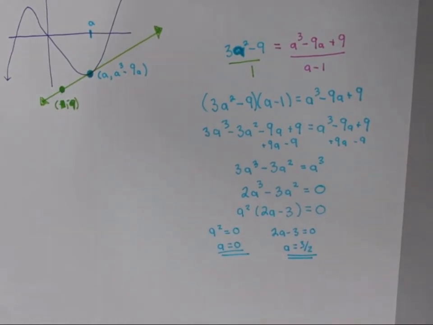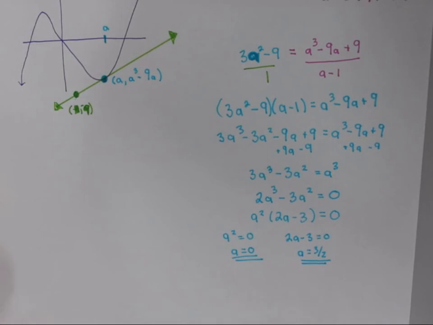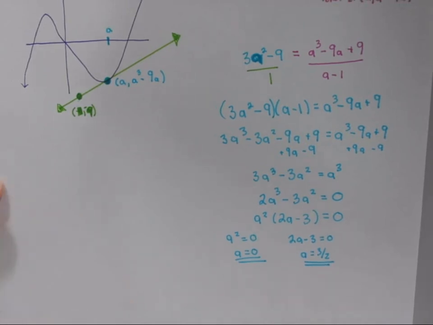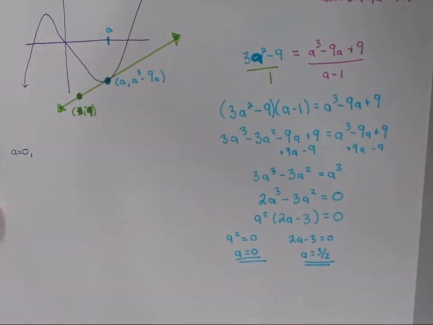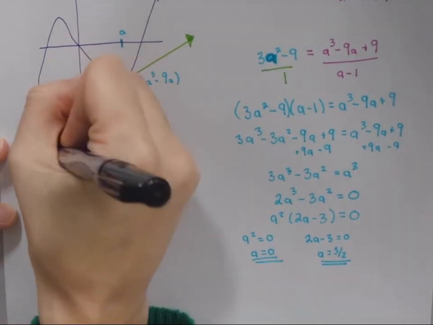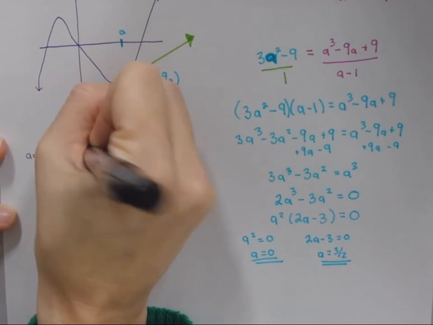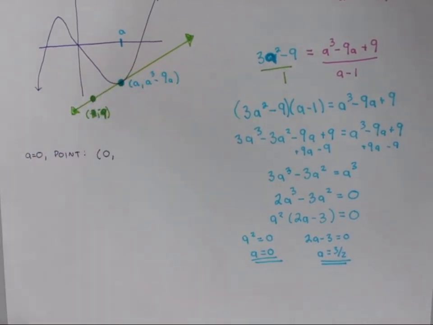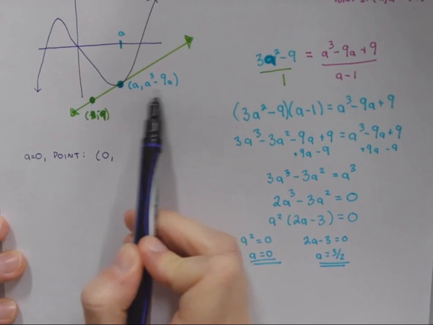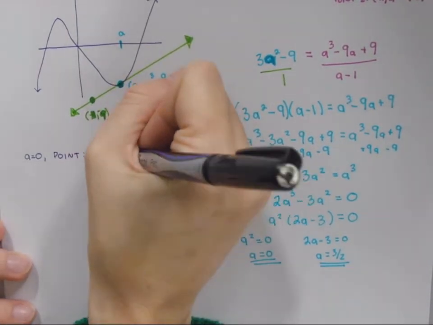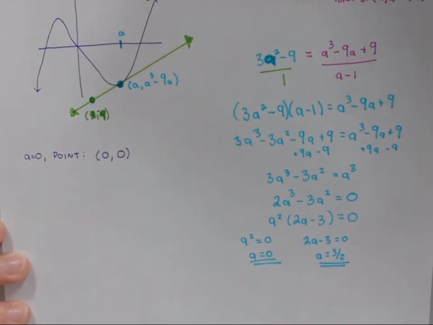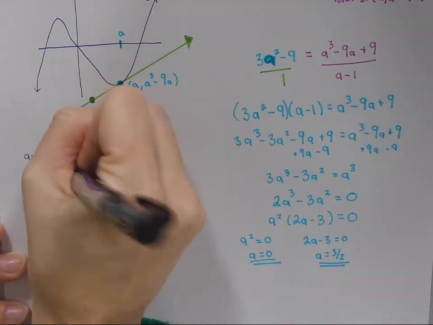Alright, so a gives me the x value. Reminder, it asks us to write the equation of the tangent line. To write the equation of a tangent line, we need slope and we need a point. So I'm going to first say when a equals 0, and I'm going to go through that one. So when a equals 0, to get the point, we're going to plug 0 into the function. So if we plug in 0 into the function, we get the point 0, 0.